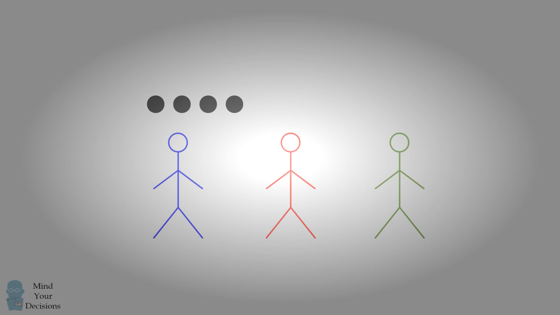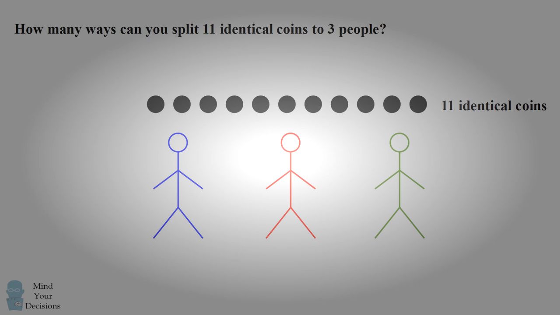Today's puzzle is something you might see on a technical interview question. Imagine you have 3 people and 11 identical coins. How many ways are there to split 11 coins to 3 people? Only the total number of coins to each person matters. So you might give 5 coins to blue, 6 coins to red, and no coins to green.